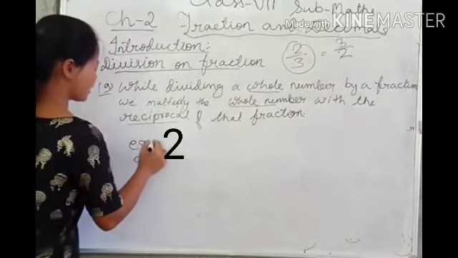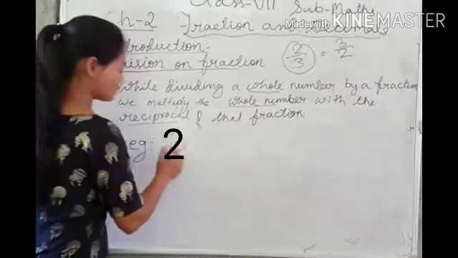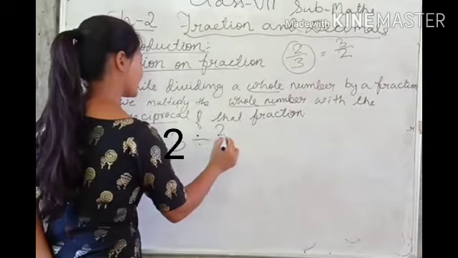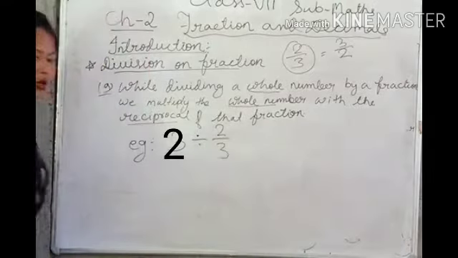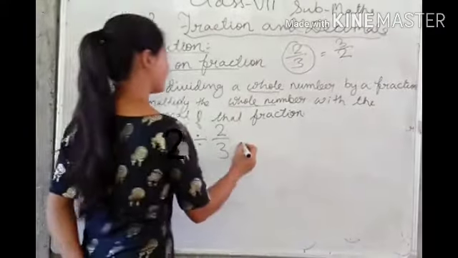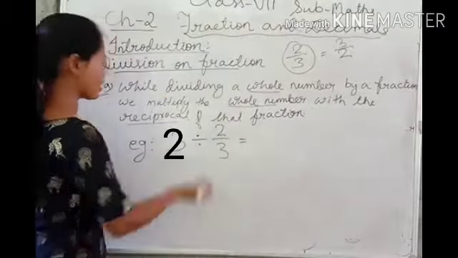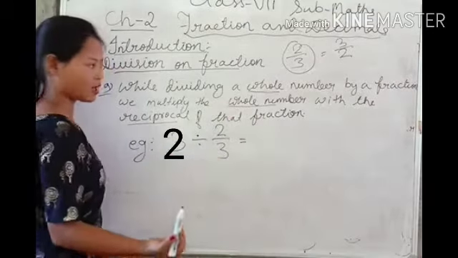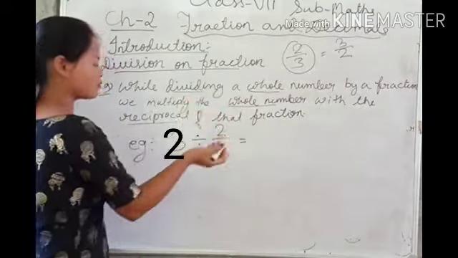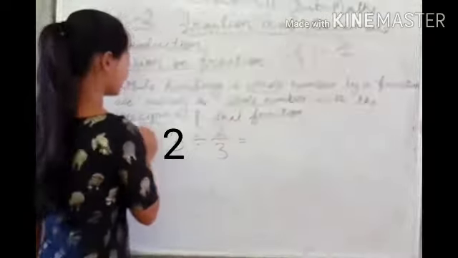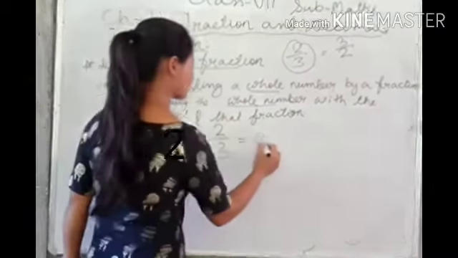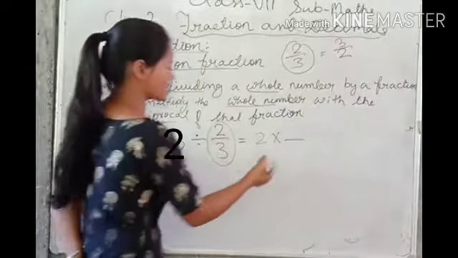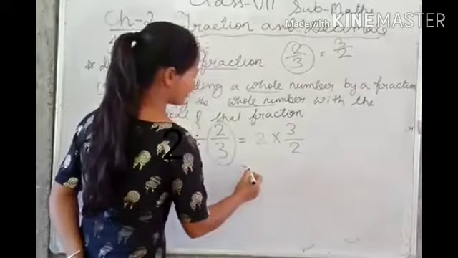Suppose for example, I give a whole number and a fraction, 2 upon 3. So how will you divide? This divide will become multiply. In case of dividing, you will multiply with the reciprocal of the fraction, isn't it? So 2 multiplied with the reciprocal of 2 upon 3, which is 3 upon 2.